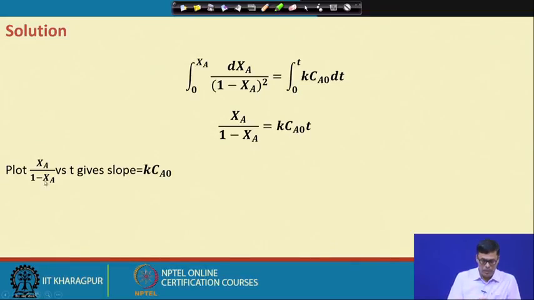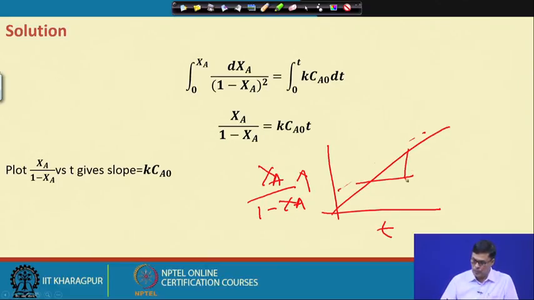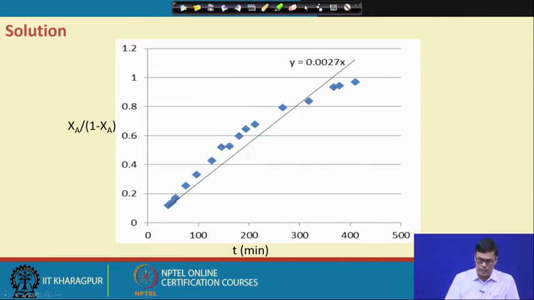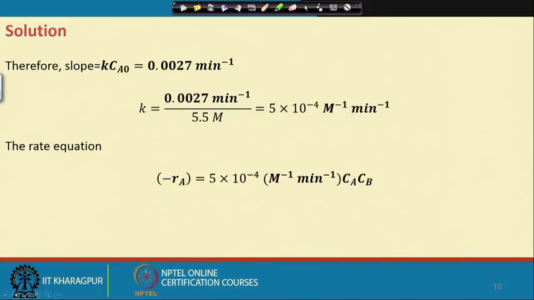So if we plot Xa by 1 minus Xa versus t, this passes through the origin, and the slope will give you the value of K into Ca0. We know the Ca0 value, so we can find the value of K. From the slope we can find the value of K, and this is how the K value comes.